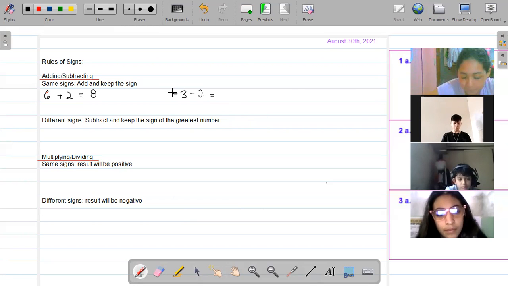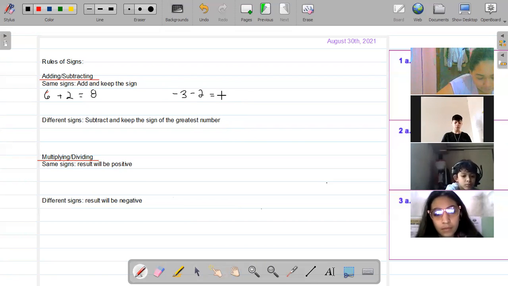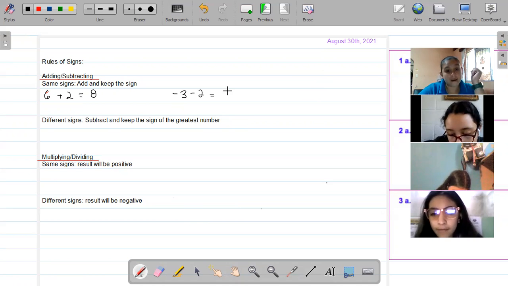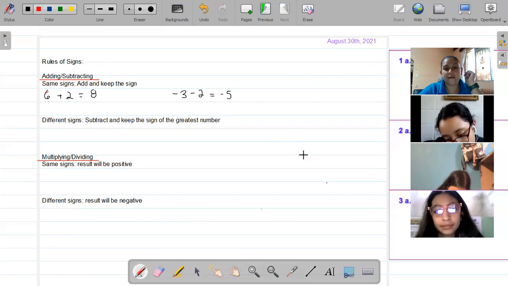But if we do that, having that in mind, we can say that -3 minus 2 is an easy exercise as well. They both have the same signs. So I add and I keep the sign. So 3 plus 2, that is 5. But since both of them are negative, this is -5. Because the same signs, I add and I keep the sign.